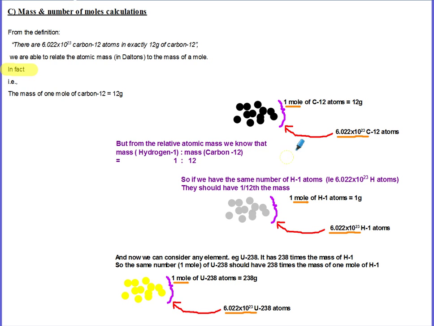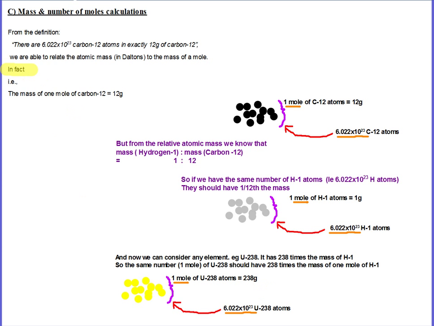And I hope you can see the pattern here. 1 mole of carbon-12 must weigh 12 grams by definition. Therefore, because hydrogen's got 1/12 the mass, 1 mole of hydrogen 1 atoms must be 1 gram. And because uranium-238's got 238 times the mass of hydrogen, obviously 1 mole of uranium-238 must be 238 grams. And so hopefully you'll see the pattern emerging.